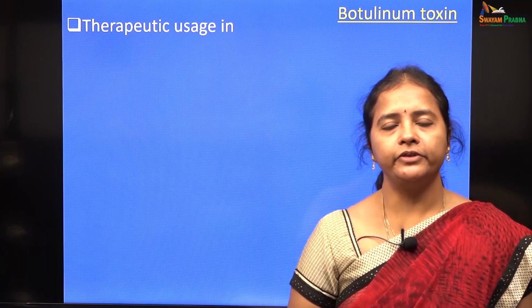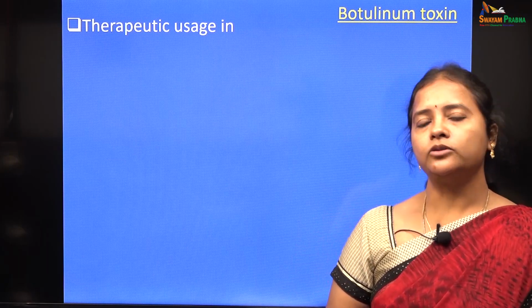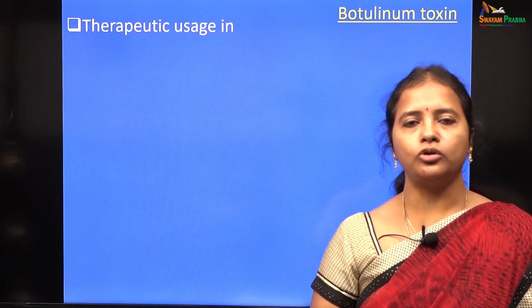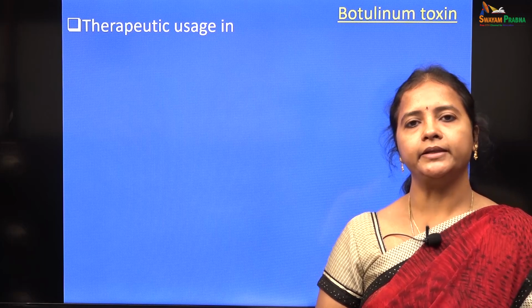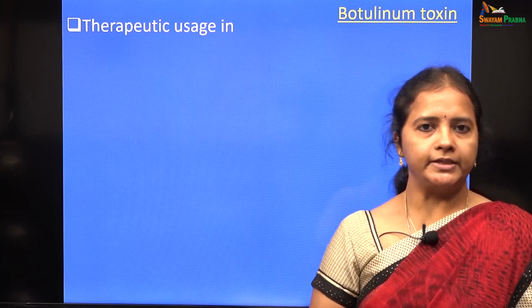One important feature of this botulinum toxin is the preparation of a drug called Botox, which is an isolated neurotoxin from the same bacteria, but it is diluted several times and becomes non-lethal when it is given as an injection.